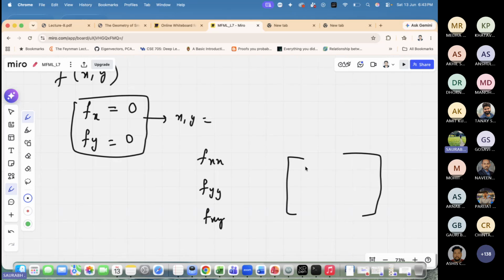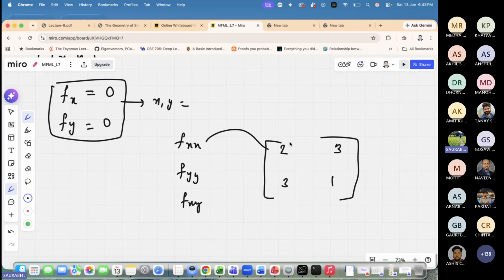Basically, you will have to find the Hessian matrix. Let's say for example your Hessian matrix values are: fxx becomes 2, fxy becomes 3, this becomes 3, and this becomes 1. Now if you find the determinant of this, it is 2 minus 6, which is equal to minus 4. If the determinant is negative, it means that you are at a saddle point.